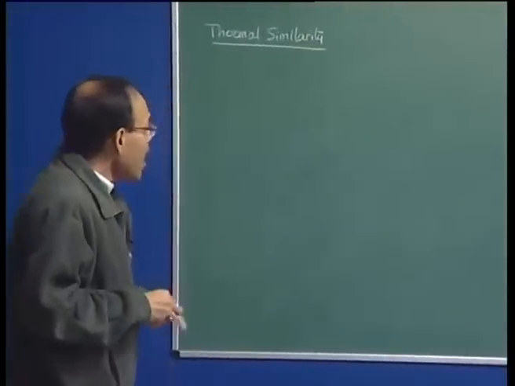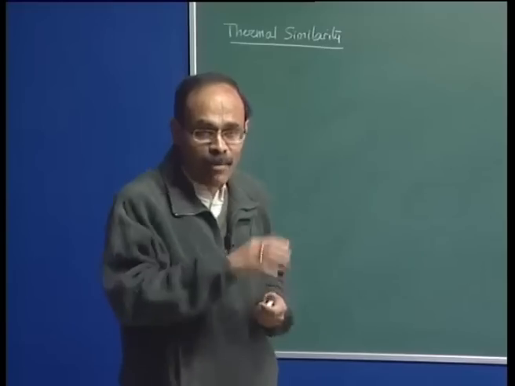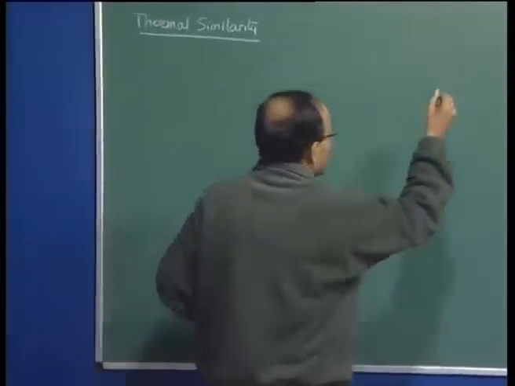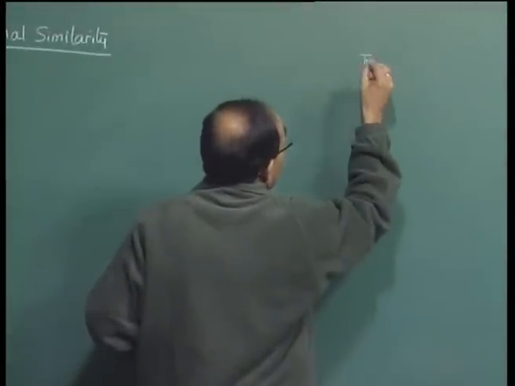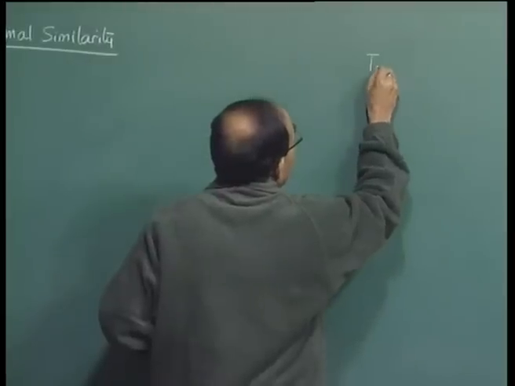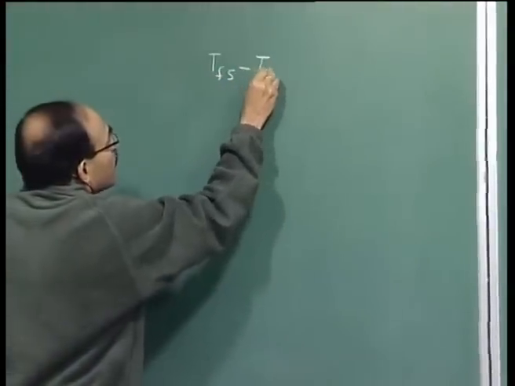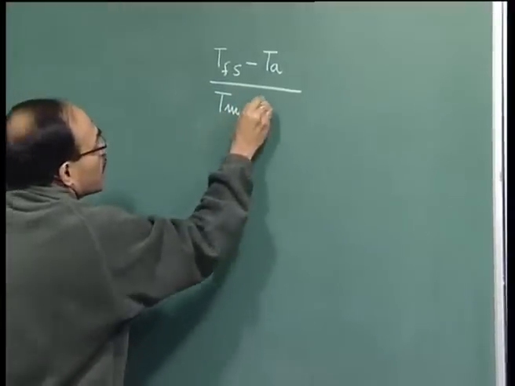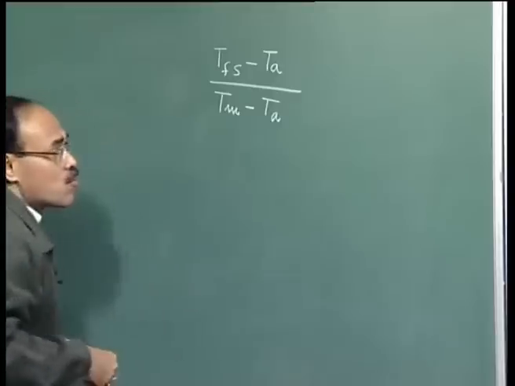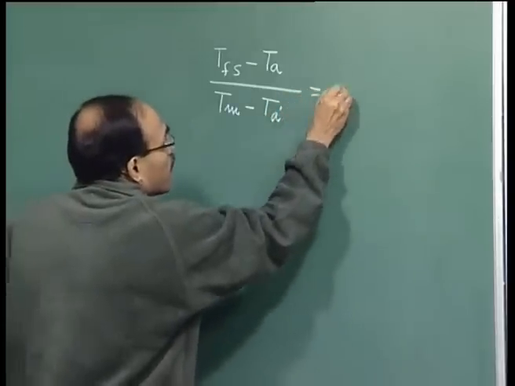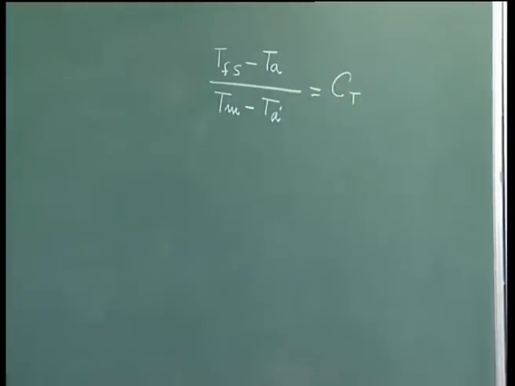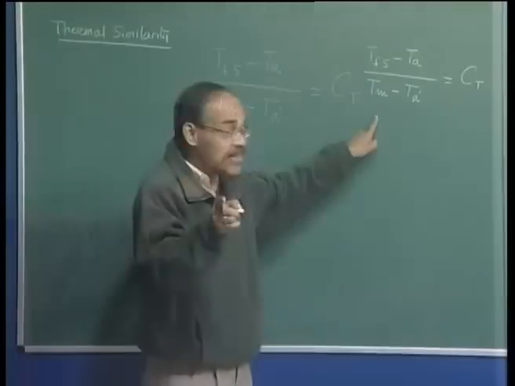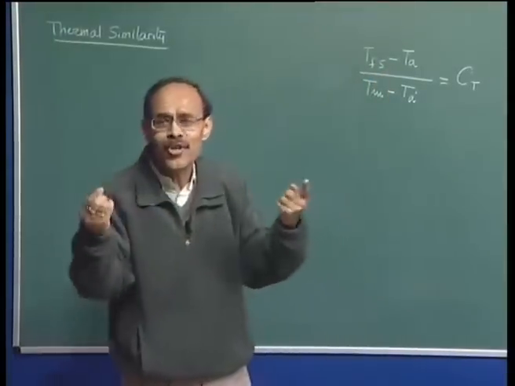Now, how can we achieve this condition? I have made this statement, but how is this condition going to be fulfilled? Well, I can say that the temperature in the full scale minus an arbitrarily chosen datum, and the temperature in the model at corresponding location minus an arbitrarily chosen datum, must be a fixed ratio. What do I have to do in order to get to these results, so that at corresponding location at corresponding time this is going to be satisfied? How am I going to ensure that?